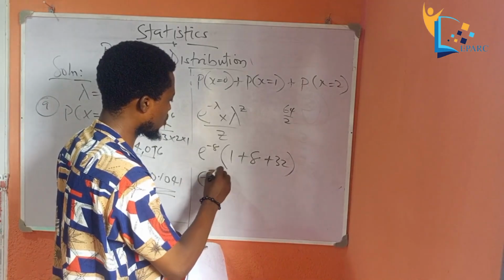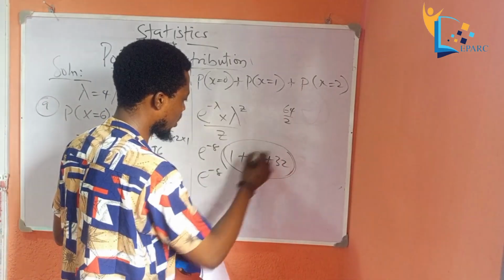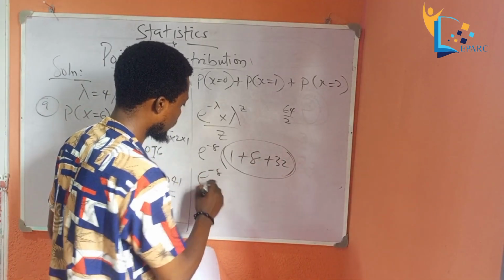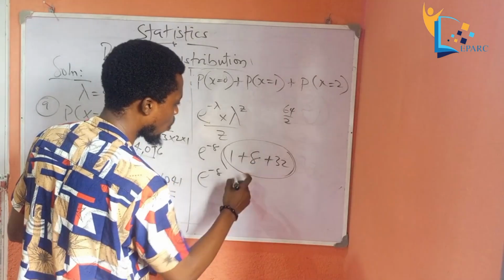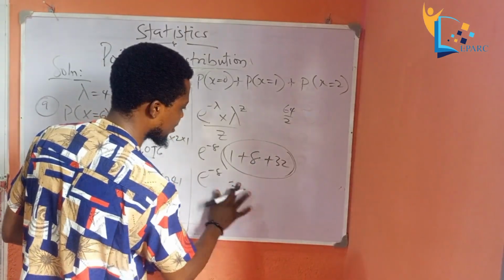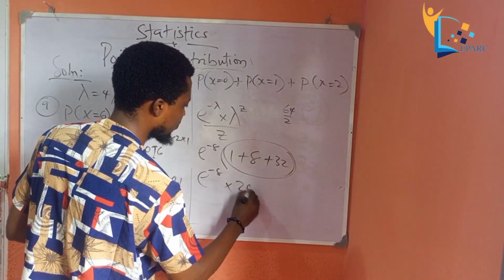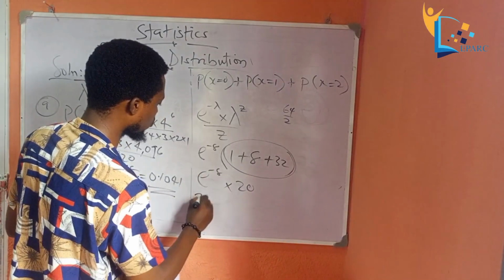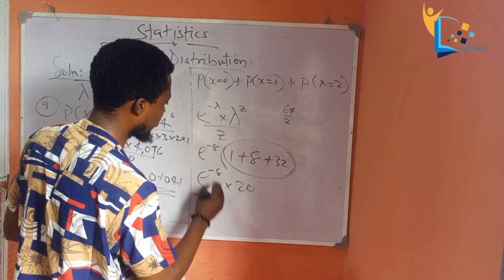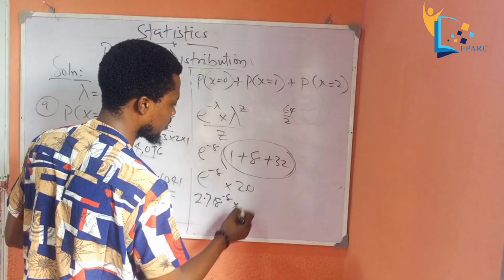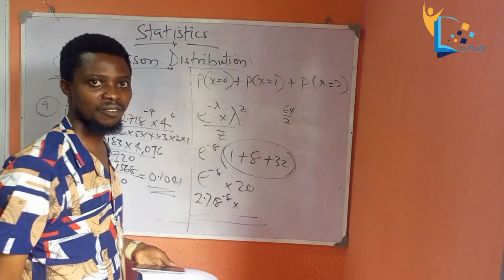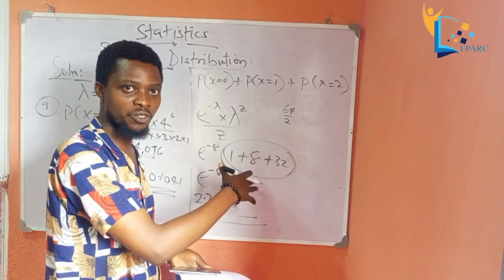So e raised to the power of minus 8, you add all this together. Let's say for instance this sum is 20. Then you do your Euler's function, 2.718 raised to the power of minus 8, times this. Whatever you get is your answer. This is another way of doing it.